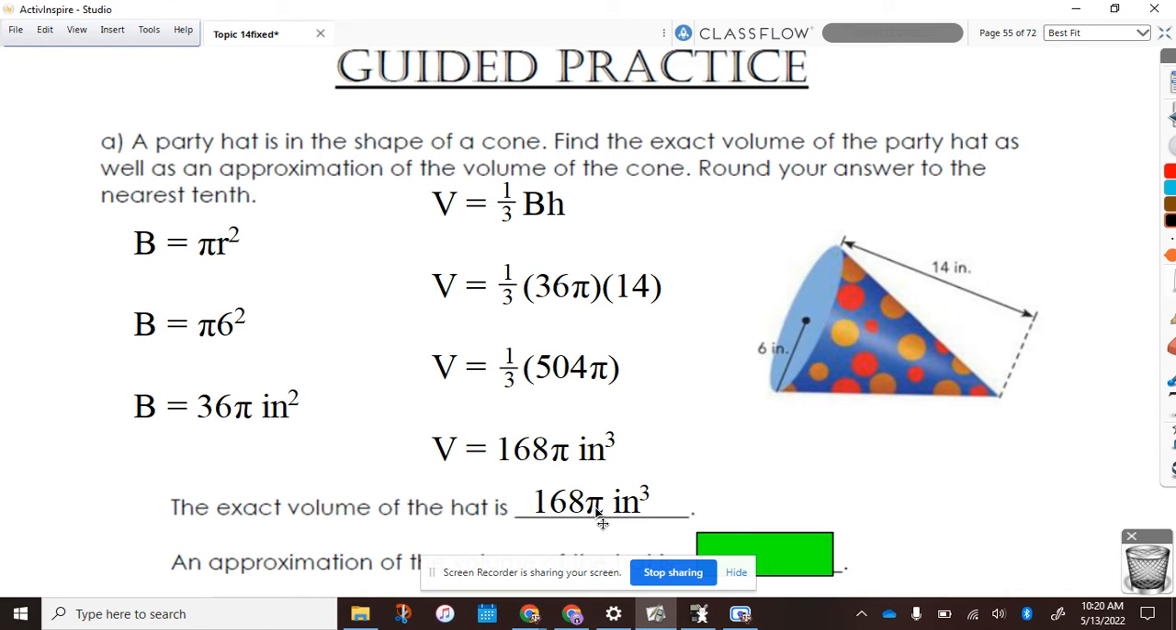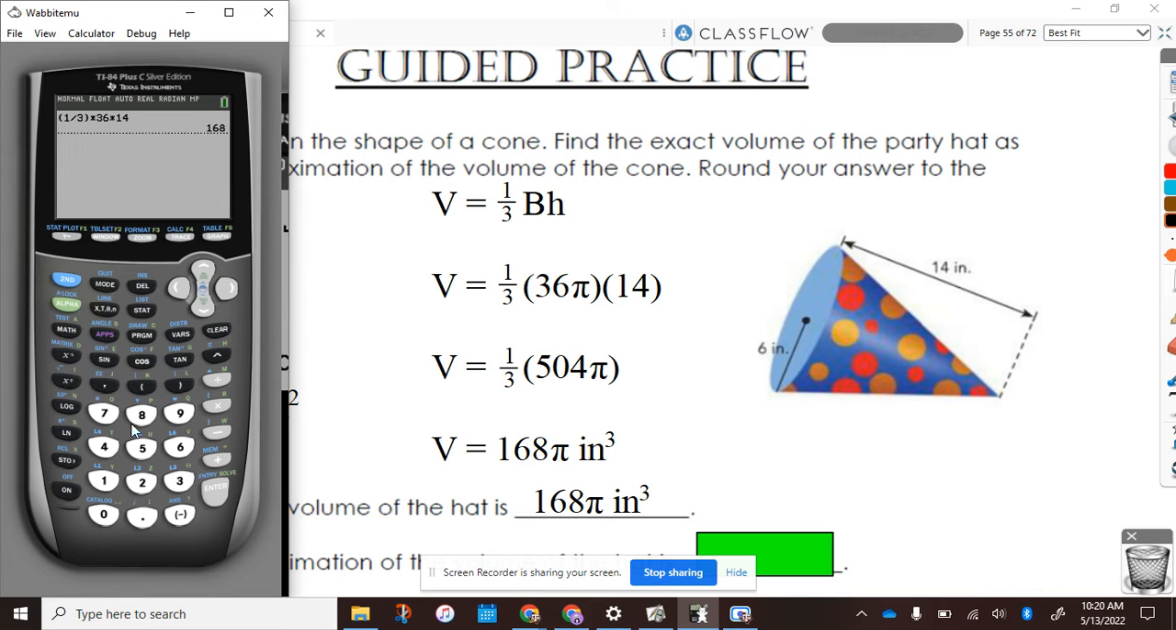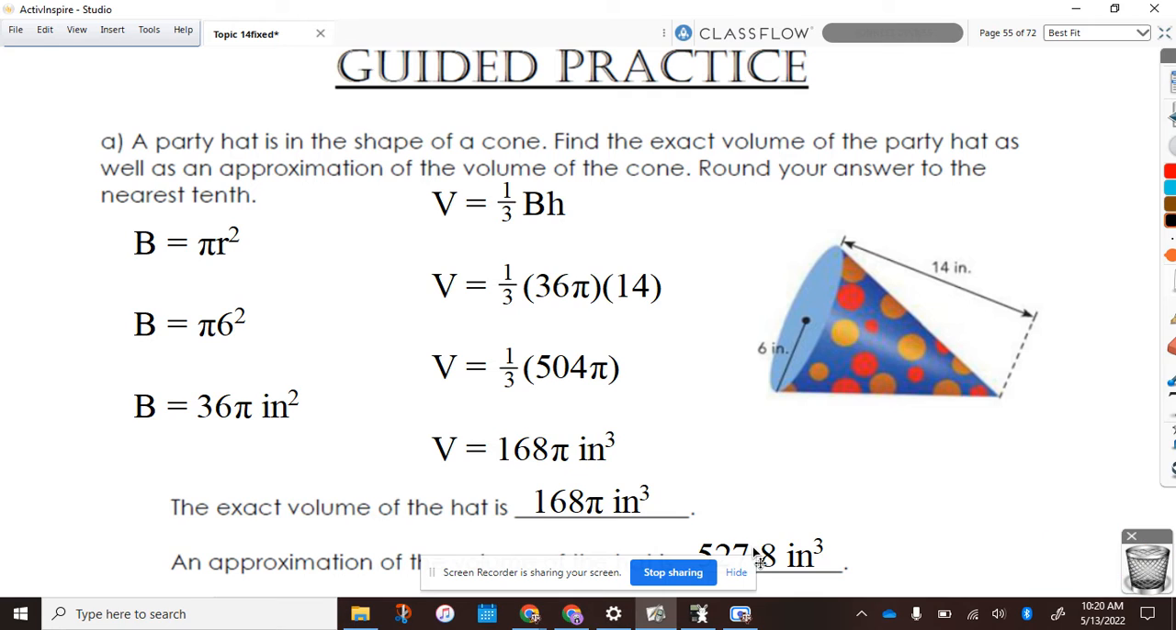If we're looking for an approximation, the approximate value would be 168 pi. And whatever 168 pi is equal to, 527.8, that's what we're looking for, 527.8. All right, that would be our approximation.